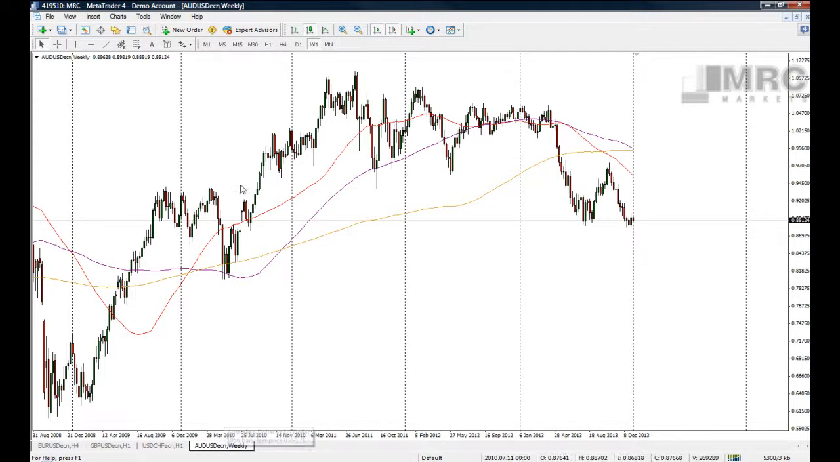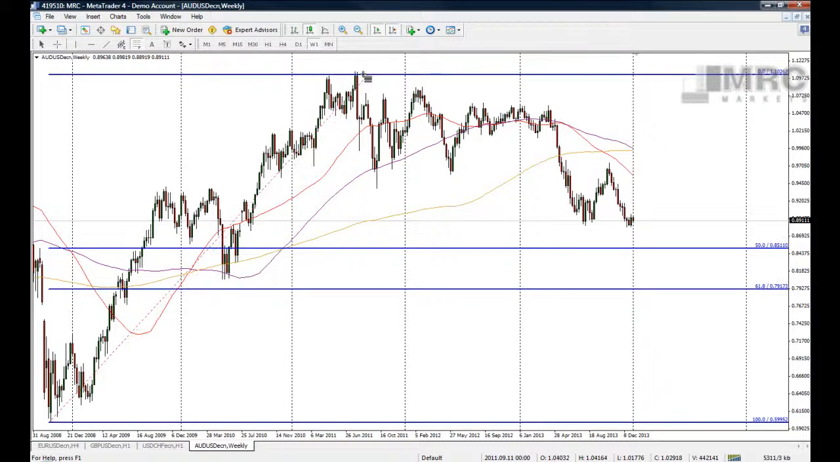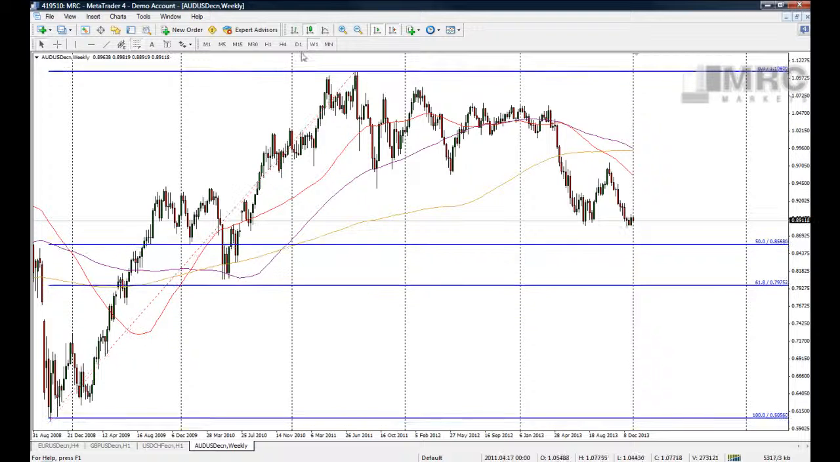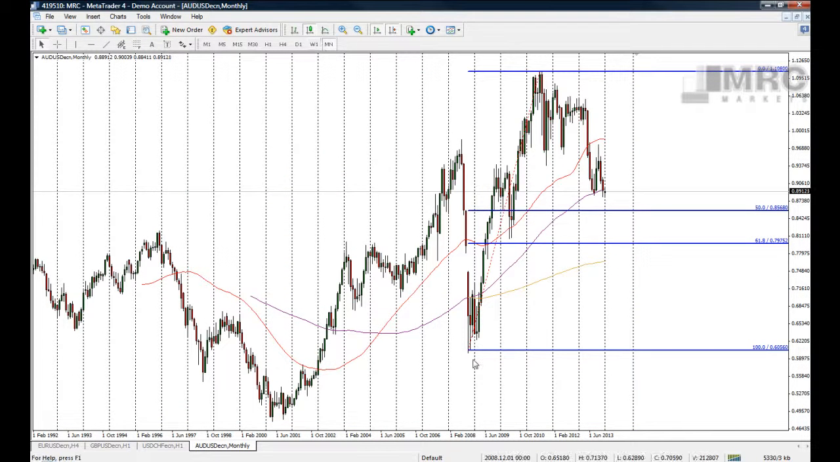And finally, let's look at the Aussies. This is the weekly chart. What have we been speaking about on Aussie? We haven't really had a look at the weekly chart, to be fair, in a while, or even the monthly. Actually, let's look at the monthly.